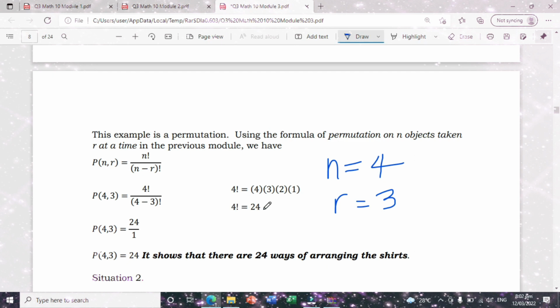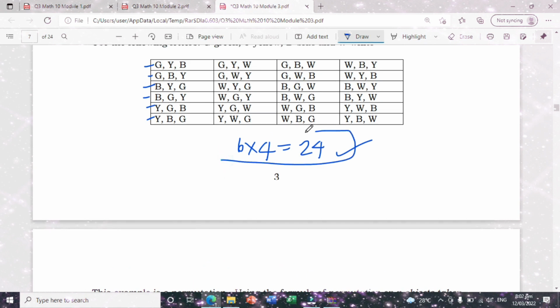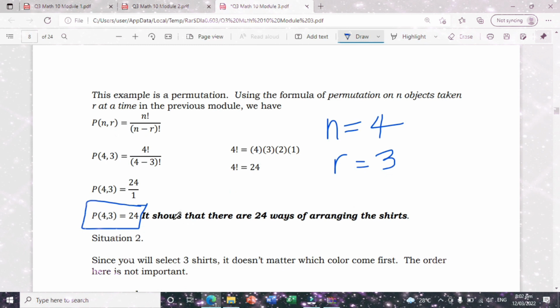So, take note that 4 factorial means 4 times 3 times 2 times 1. So, 4 factorial equals 24. While 4 minus 3 is 1. So, 1 factorial is 1. So, 24 divided by 1 is equal to 24. So, as what you can see, P(4,3) is 24, our final answer na pareho rin sa ginawa natin using the listing method. Yan. So, it shows that there are 24 ways of arranging the shirts.